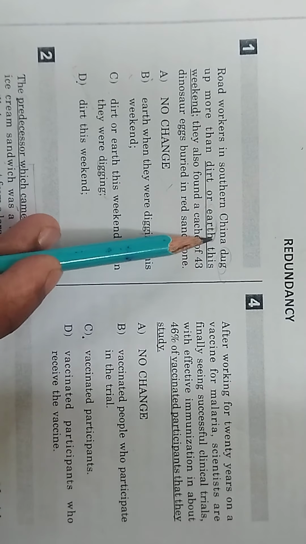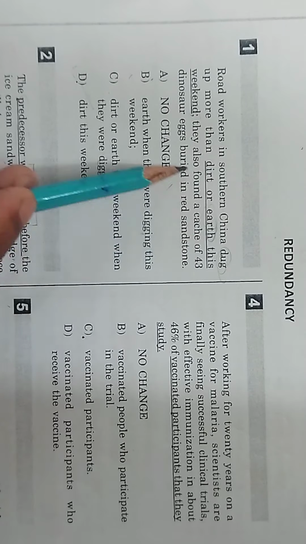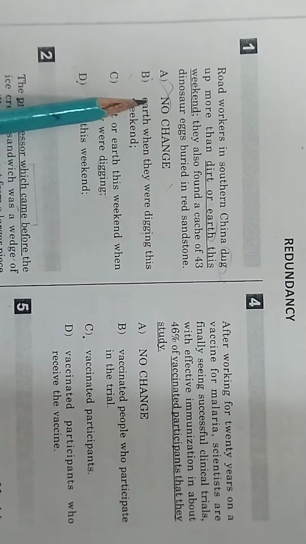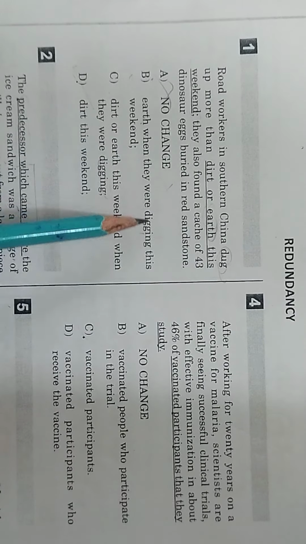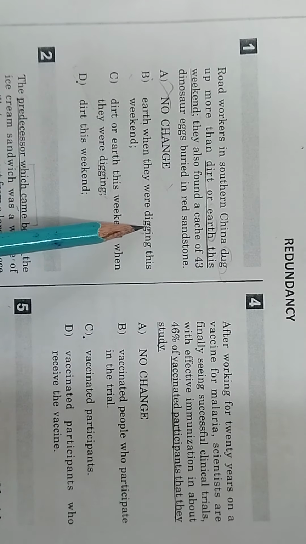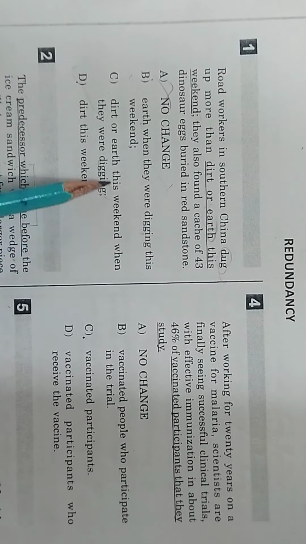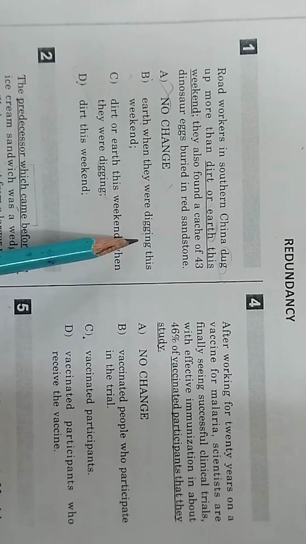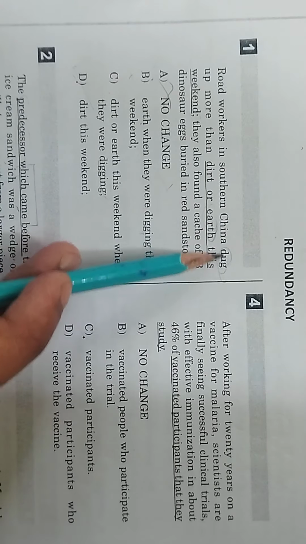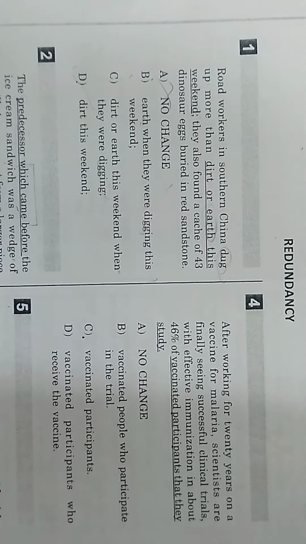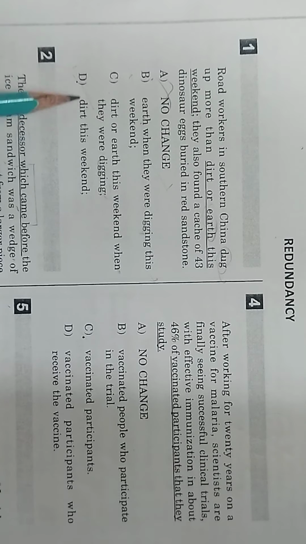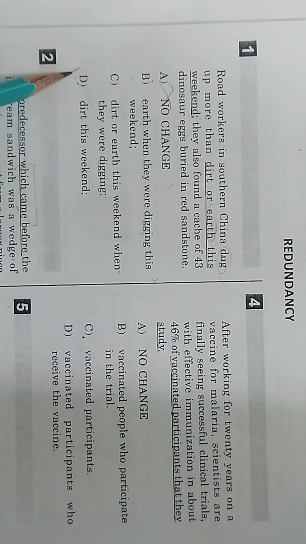So we can eliminate Alpha for this reason. So Alpha is not a correct answer. And then the second one, earth when they were digging this weekend. In Charlie, there is digging and digging, so it creates redundancy because the question already mentioned dug. So we can eliminate Bravo and Charlie too. But in the last option, dirt this weekend, this is the best option from all of the above. So Delta is the correct answer.